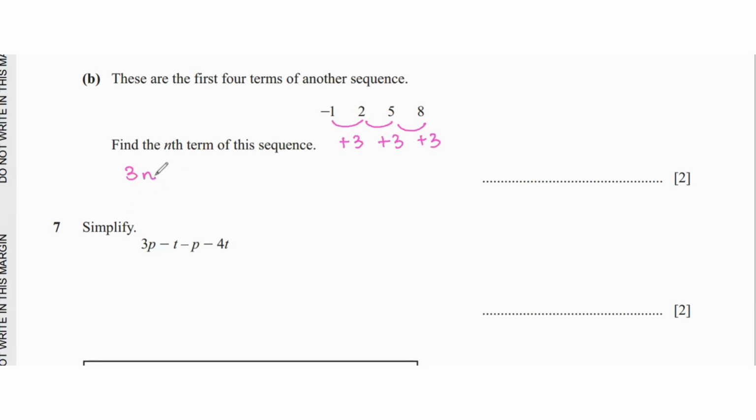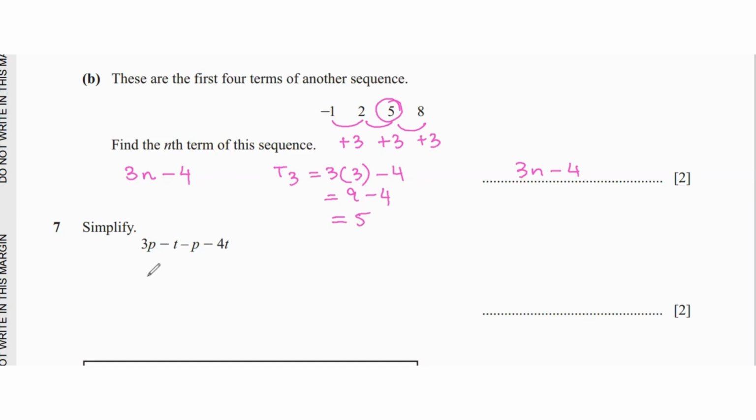Now, if we put n equals 1 in 3n, that gives us 3 as the first term. But over here, the first term is -1. So to turn 3 into -1, we need to subtract 4 from it. So now if we use this as the nth term, the third term would be 3 times 3 minus 4, which is 9 minus 4, and that gives us 5, which is exactly what we have over here. So the nth term is 3n minus 4.